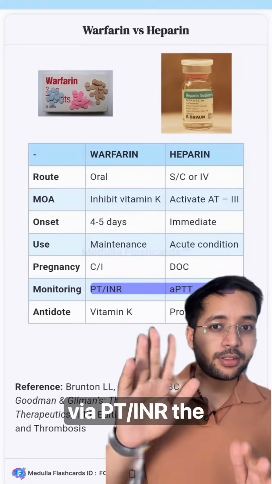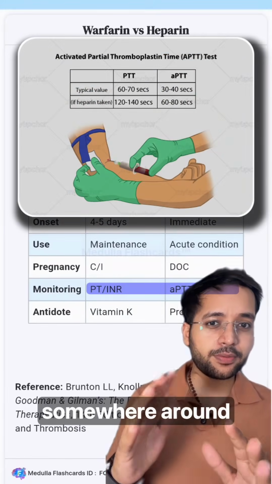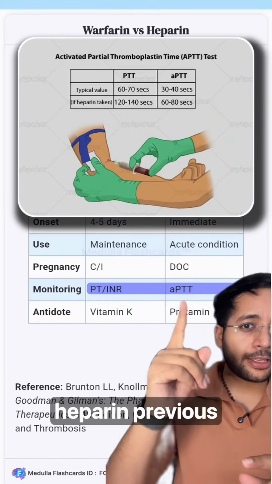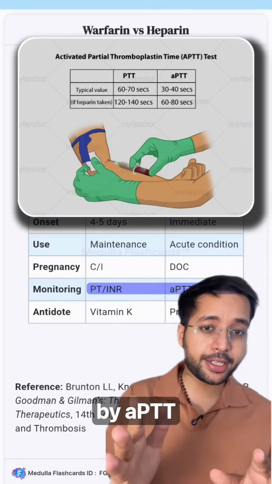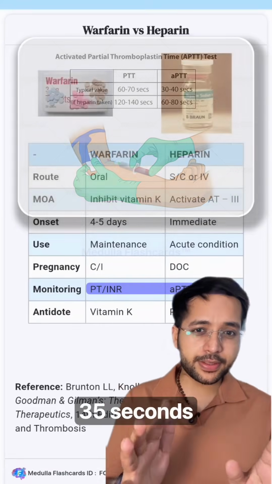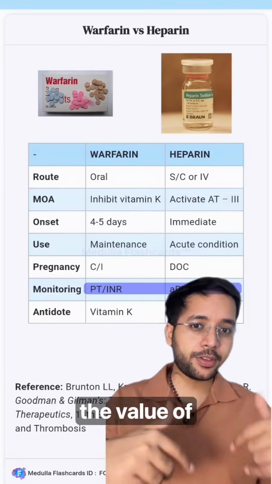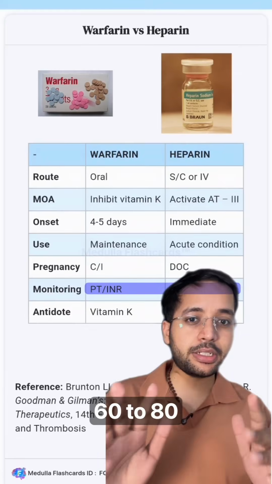Monitoring of warfarin is done via PT-INR. The target value is somewhere around 2 to 3. Whereas heparin, previous year question, is monitored via aPTT. The usual value is 25 to 35 seconds, but when a patient is on heparin, the value of course increases and its range is 60 to 80.